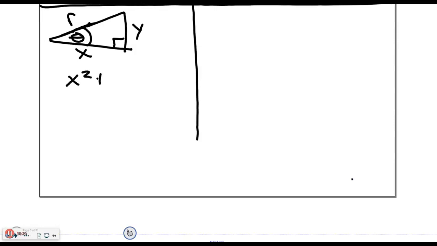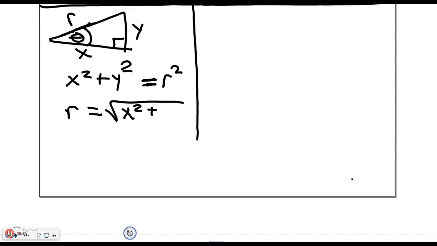Okay, so to move between the two functions, we're going to go like this. The relationship between the sides is x squared plus y squared is equal to r squared. So if I know x and y, I can easily get the r. It's just the Pythagorean theorem. So I'm going to say r is equal to the square root of x squared plus y squared. So the r is really easy to get.